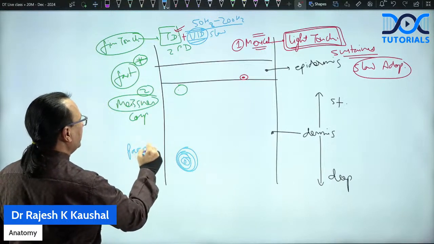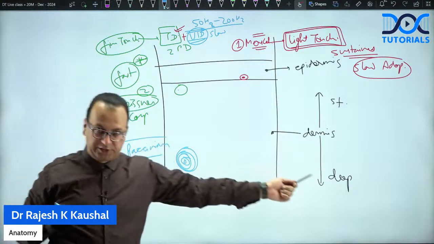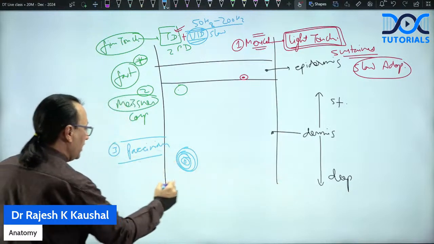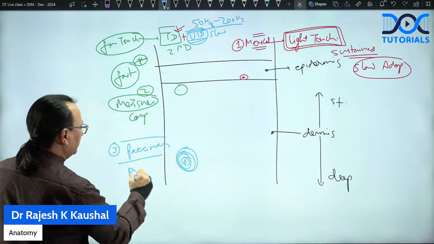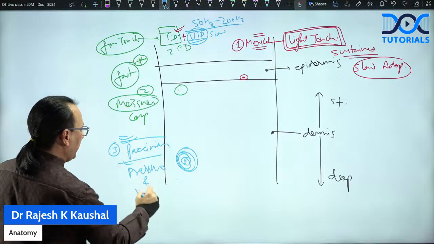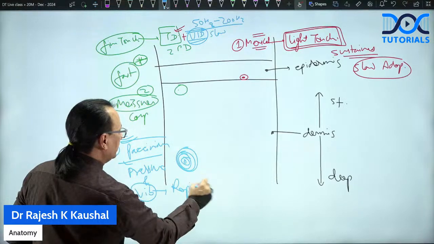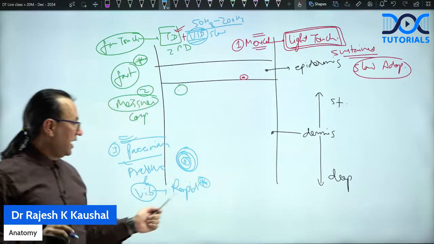So Pacinian, which is in the deep dermis, this is number 3. Pacinian in the deep dermis, and this is detecting P for P, Pacinian for pressure and vibration, but this vibration will be high. So rapid vibration, that was our question. Our question was, who will detect the rapid vibration?